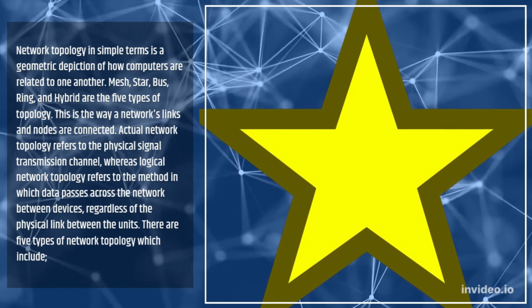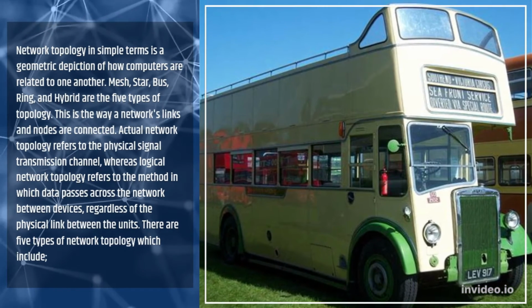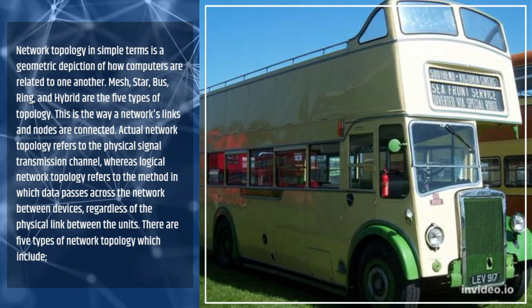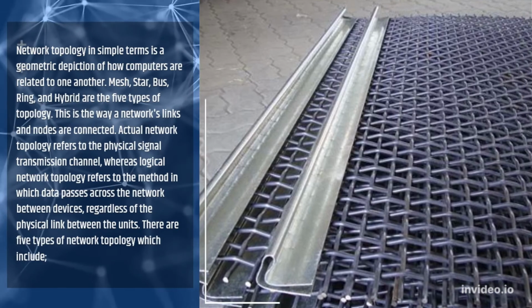Physical network topology refers to the physical signal transmission channel, whereas logical network topology refers to the method in which data passes across the network between devices, regardless of the physical link between the units.